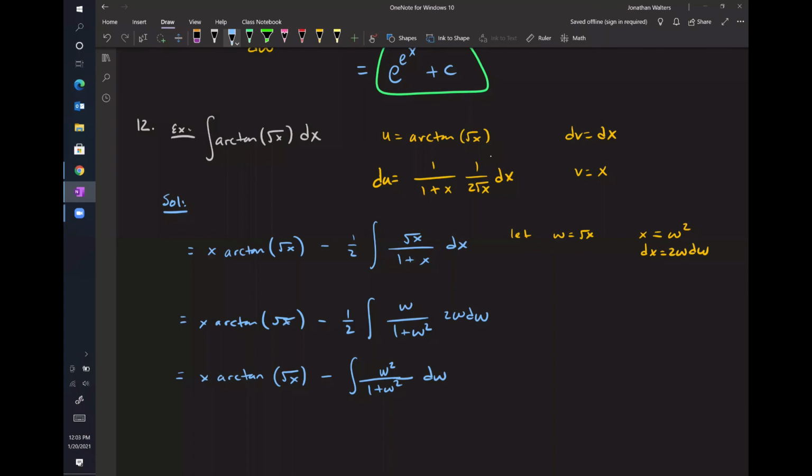Everybody follow so far? So we did make a little bit of a clever substitution. That was the one I wanted to make initially. We ended up having to make it here. So it probably would have saved us a little bit of heartache if we had started off with x equals w squared, basically to get rid of the radical from the arctangent.